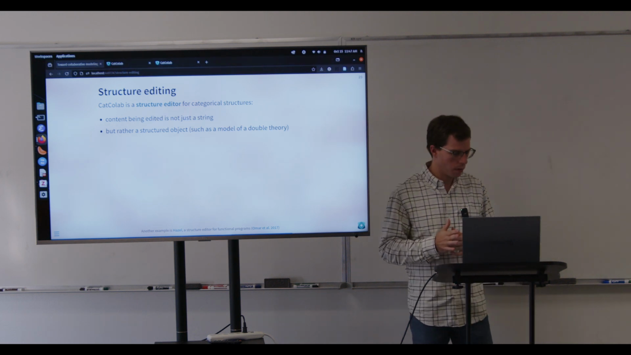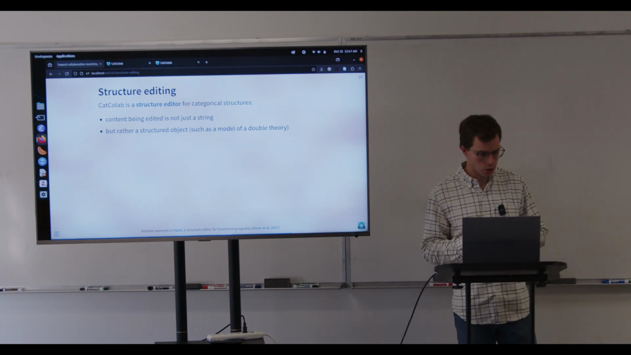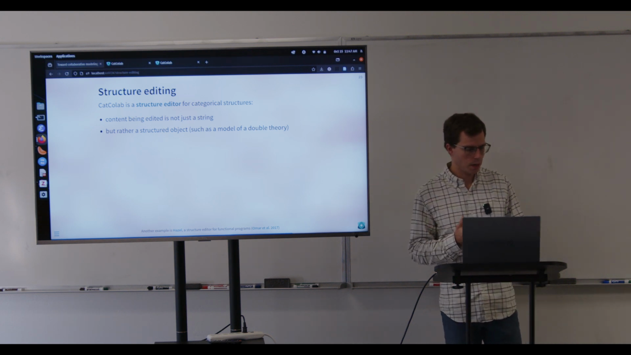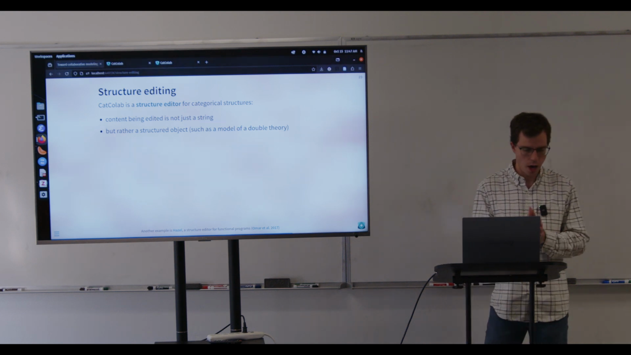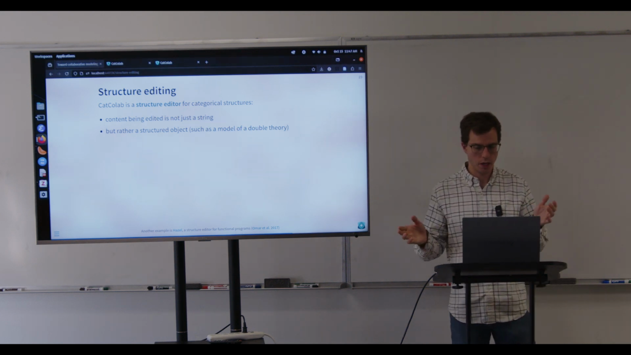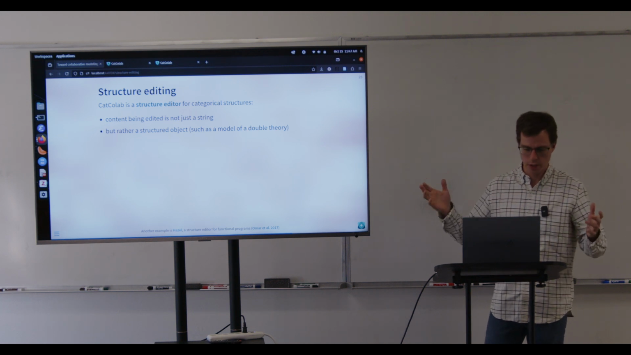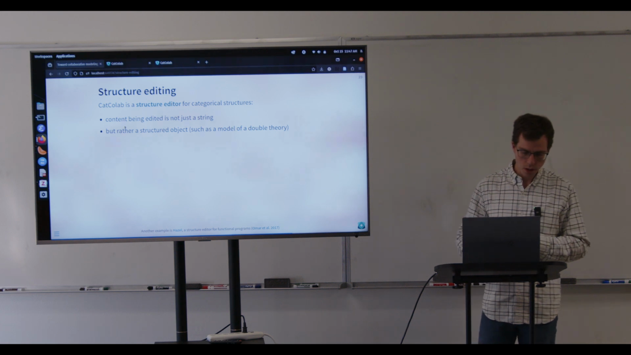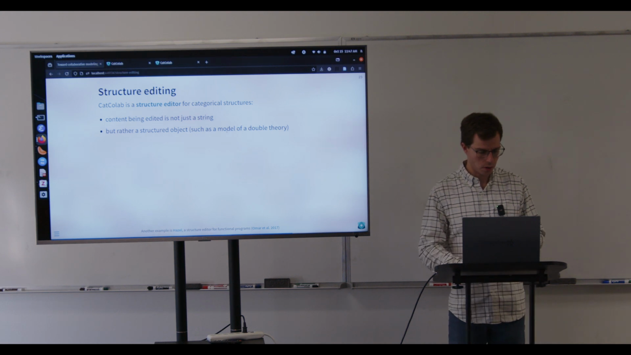As for what kind of a thing the tool actually is, CatColab is a structure editor. What that means is that the content that you're editing is not a string of text. In VS Code, what you're editing is a string of text, and although it has all sorts of fancy features, at the end of the day the thing that you're editing is still a string of text. In CatColab, you're editing a structured object, such as a model of a double theory.